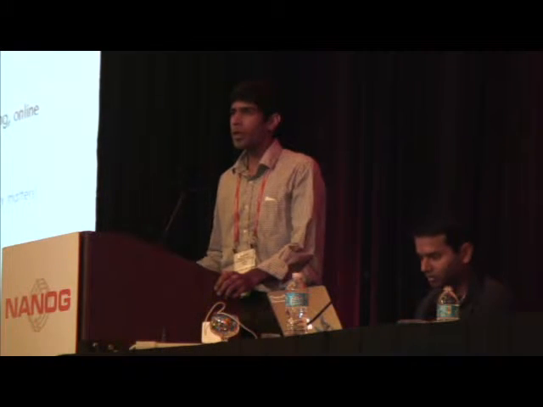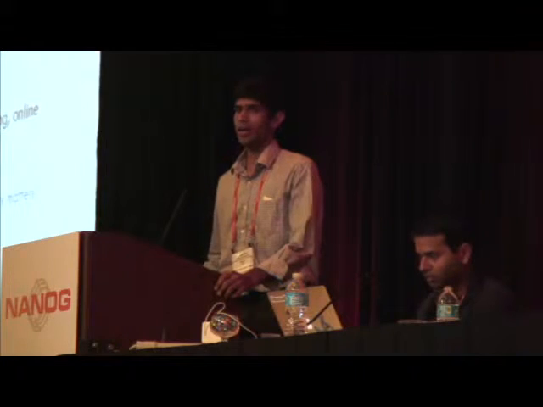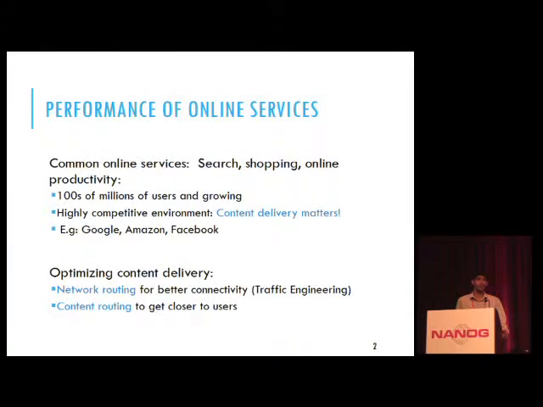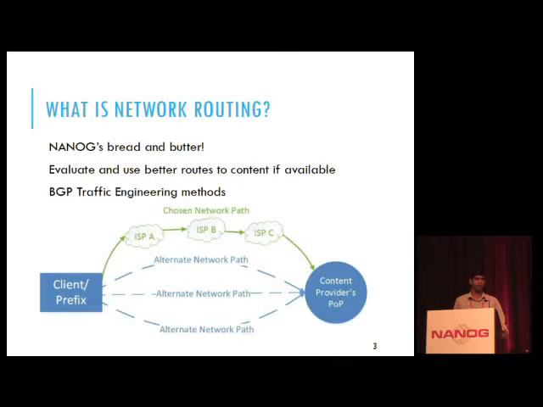So to optimize this content delivery to users, focusing on throughput, latency, or jitter, there are two typical ways content providers might do this. The first is network routing, where you try to find better alternate routes to your customers. And the second is content routing, where you try to push your content closer to users. So we use these terms, network and content routing. Let me first define what exactly we mean by them.